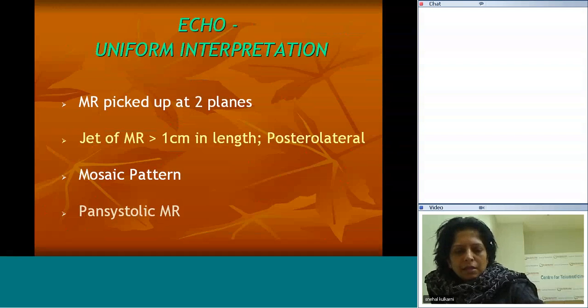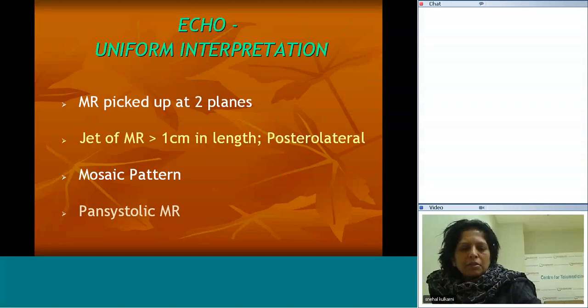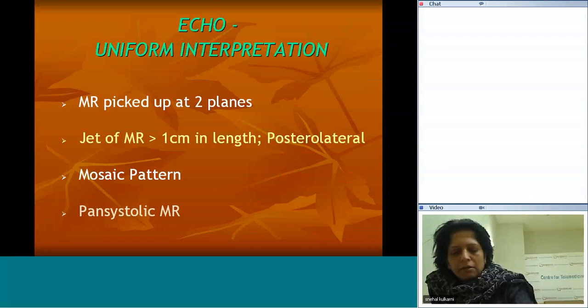So, as I said, mitral regurgitation needs to be picked up in two planes. The jet of the mitral regurgitation should be more than 1 centimeter in length and should go in the posterolateral direction, should have a mosaic pattern, and it should be a pan-systolic mitral regurgitation.